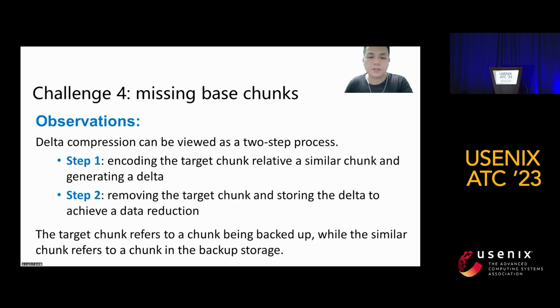In fact, data compression can be viewed as a two-step process. The first step involves generating a delta for the target chunk, resulting in two versions of the target chunk, an encoded delta and an unencoded version. The second step involves removing the unencoded target chunk and storing the delta to achieve data reduction. When applied to backup systems, the target chunk refers to a chunk being backed up, while the similar chunk refers to a chunk in the backup storage.